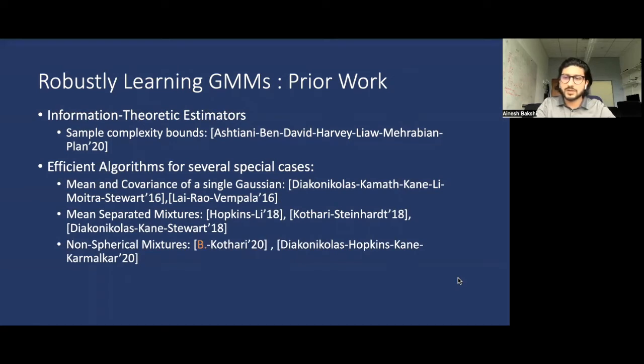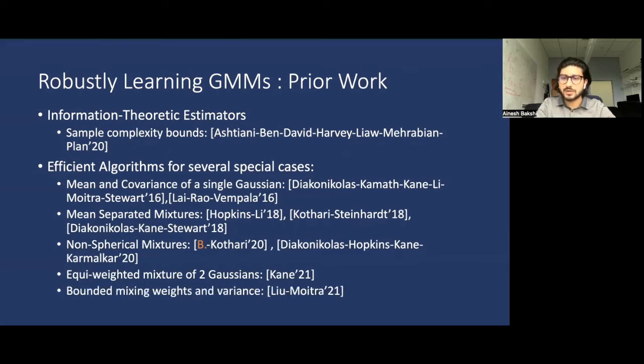Building on this line of work, in 2020, we obtained an algorithm for learning non-spherical mixtures that were separated either by mean or by covariance. This was joint work with Pravesh Kothari. Concurrently, Diakonikolas, Hopkins, Kane, and Karmalkar also came up with a similar result. In 2021, Kane considered the case of learning a mixture of two equiweighted Gaussians without any separation assumptions. And Liu and Moitra extended this to the setting of K components, but with bounds on the mixing weight and the variance of each component.